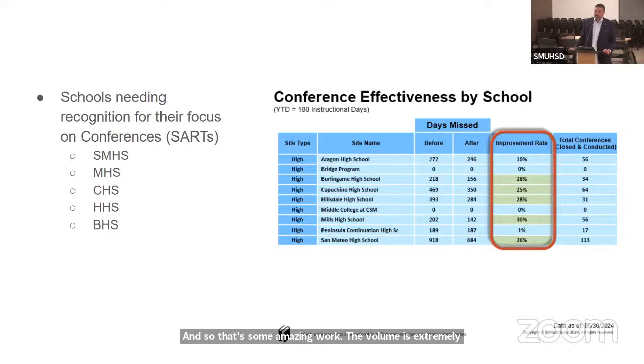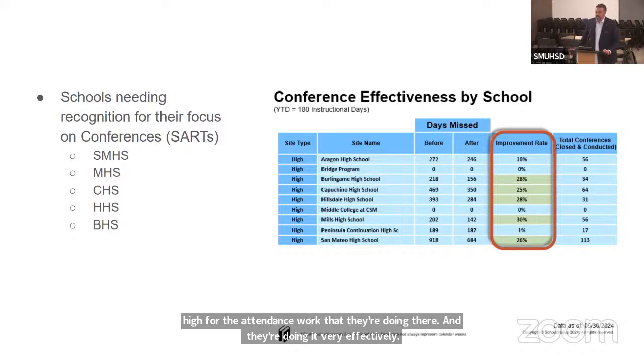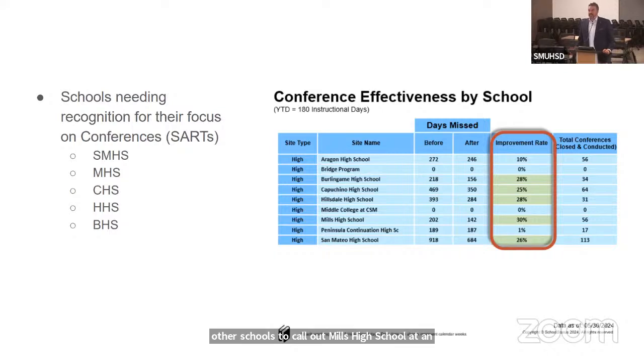Other schools to call out: Mills High School at an extremely high rate of 30%, the best that we have in the district. And then you can see Capuchino, Hillsdale, and Burlingame all getting acknowledgement for over 25%, 28% improvement for their students when they have those conferences.